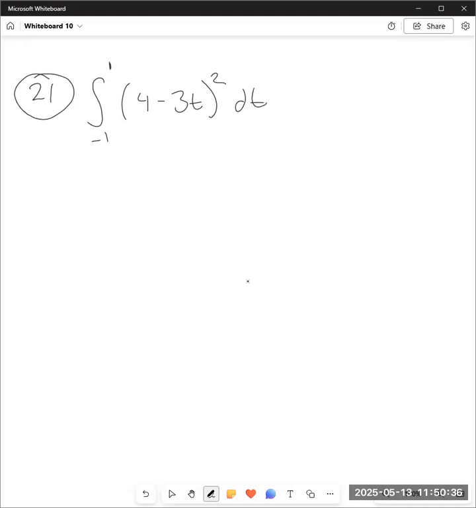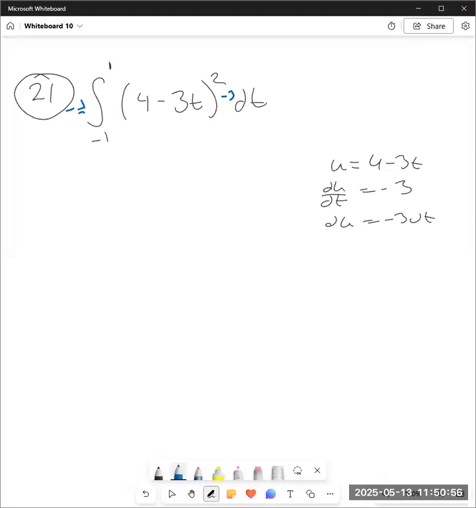So all right, now I think it's easiest to probably do u substitution here on this one. 4 minus 3t, du dt is a -3, so du is a -3 dt. We'll go ahead and take the multiple of -3 there and the multiple of -1/3 out there, -1/3. And then I'm going to have 4 minus 3t to the 2 plus 1 is 3 times the reciprocal of 3 out here is 1/3. I'm going to evaluate all that from -1 to 1.